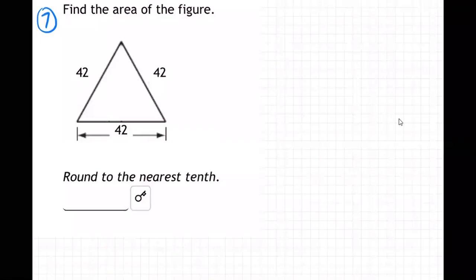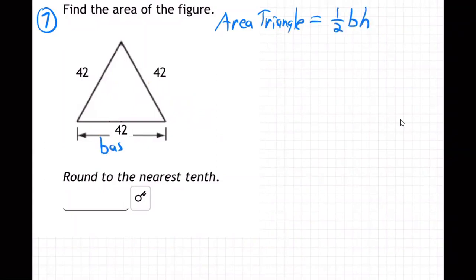Okay, so how do we find the area of this figure? Well, it's a triangle. Area of a triangle, you know the formula. It's a half times base times height. And the base is the 42. The base down there in the bottom is the 42.